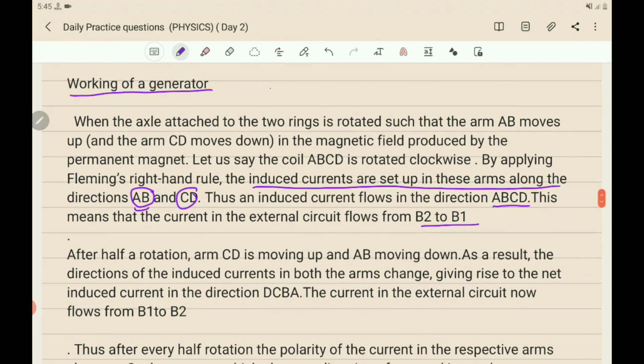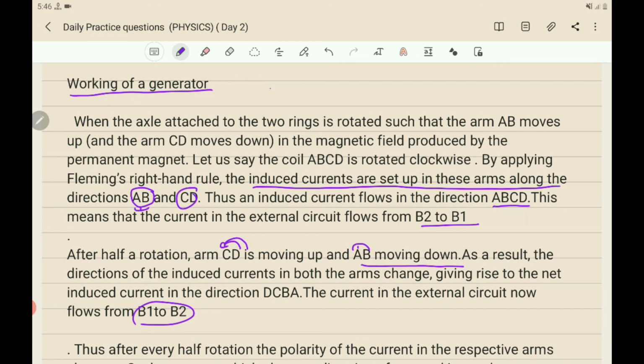After half rotation, arm CD is moving up and AB moving down. As a result, the direction of the induced current in both the arms changes. First it was A to B, now it is from B to A and from D to C, giving rise to the net induced current in the direction DCBA. The current in the external circuit now flows from B1 to B2.